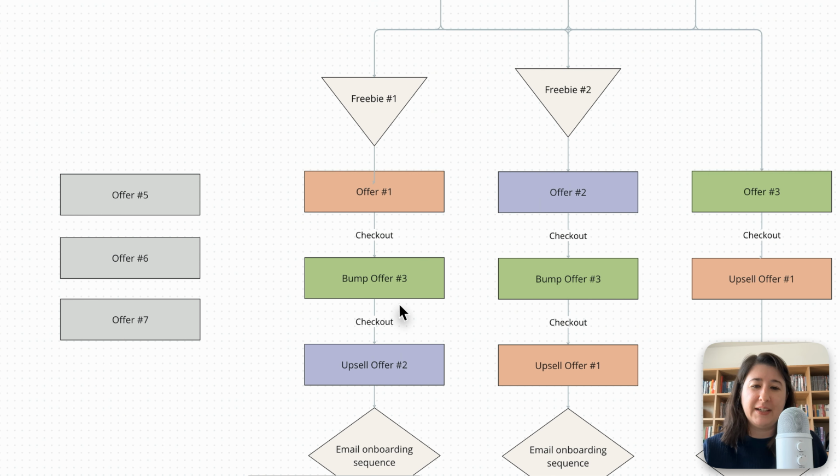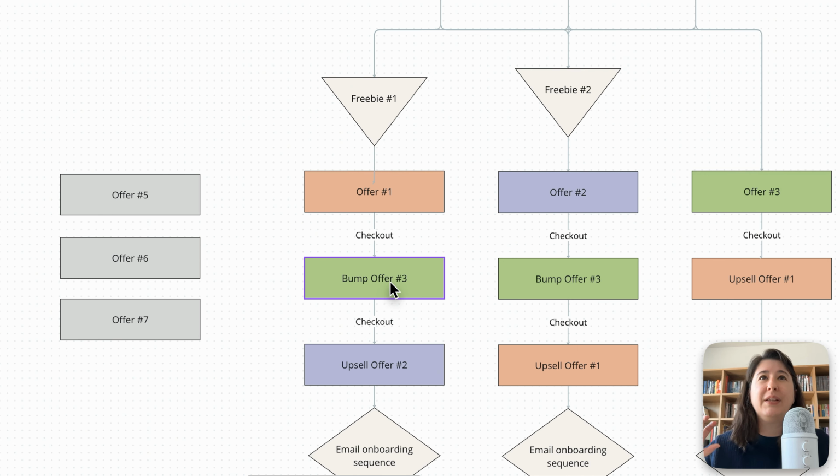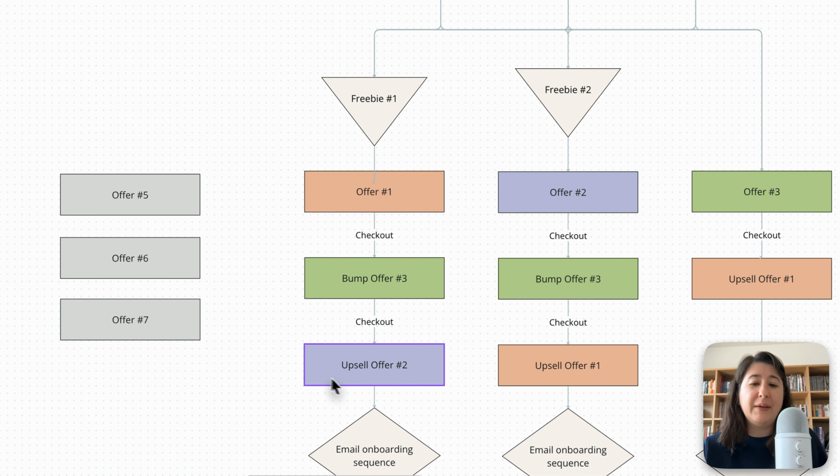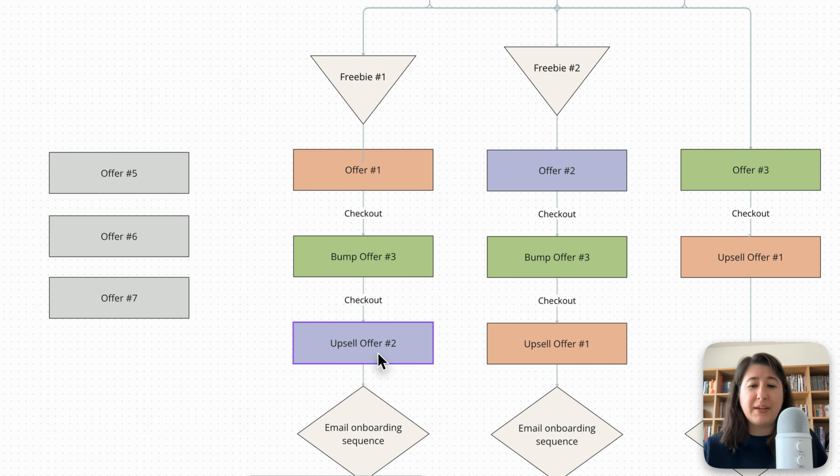We can then decide, do we want to include a bump offer? This is an offer that people can get, usually at a good discount, in the checkout process itself. So we don't have tons of information on this. Therefore, usually this will work better with a lower ticket thing or something that's a really natural next step to that offer number 1.